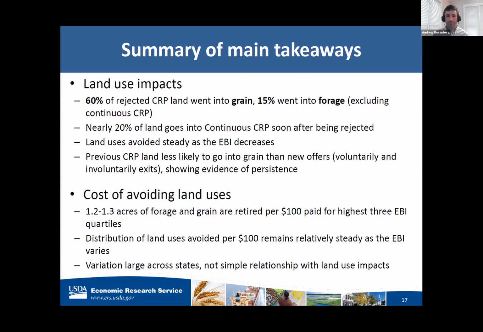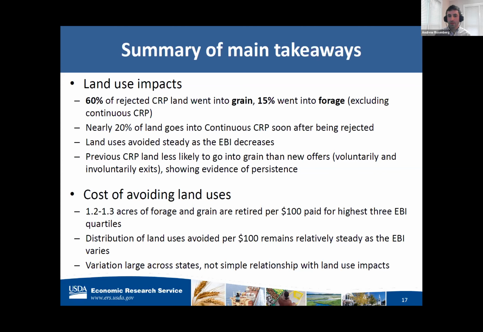So it's not clear that there's an obvious relation. I think you mentioned productivity. We have looked at the relationship between productivity and the environmental portion of EBI and have not found much of a relationship.